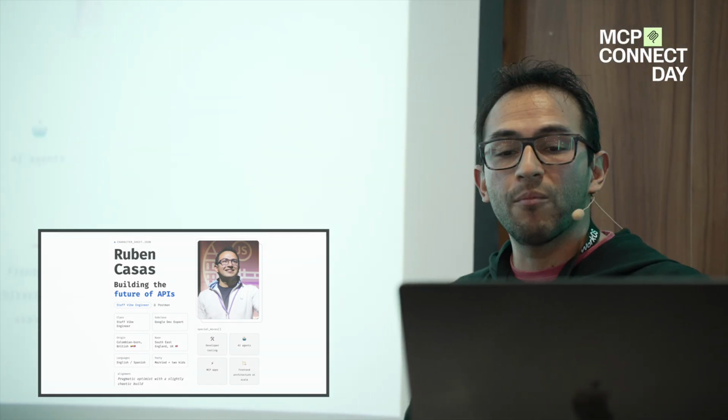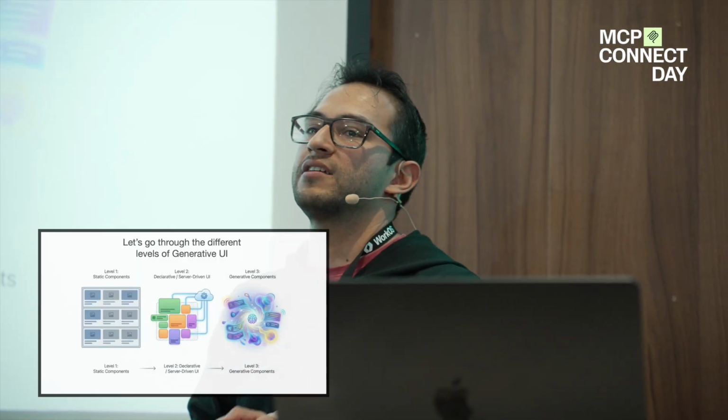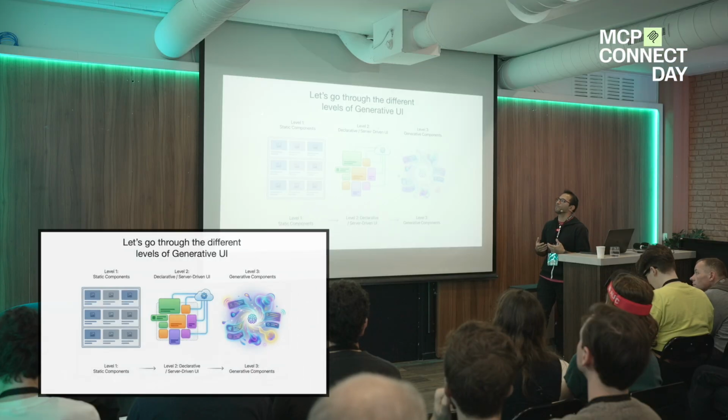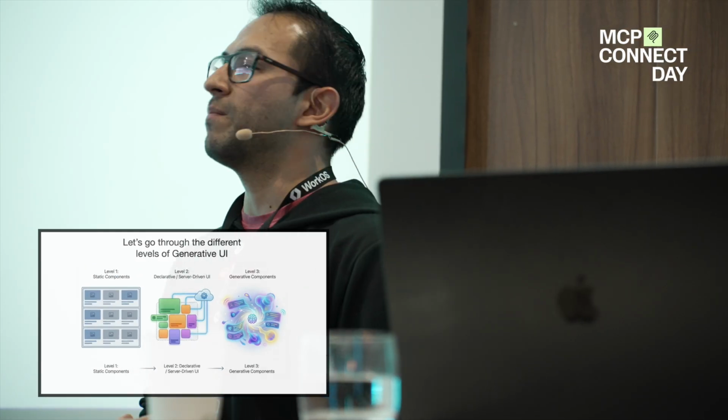Today we're going to explore these different levels of generative UI. We want to see where we can go with generative UI, and we're going to go through the different levels. Level 1, static components. Level 2, where we inject some declarative UI, and then finally generative UI components. So let's start with the news. If you haven't realized, we have a new computer.